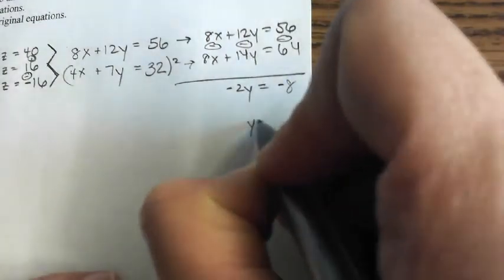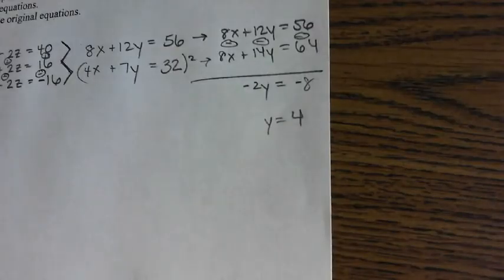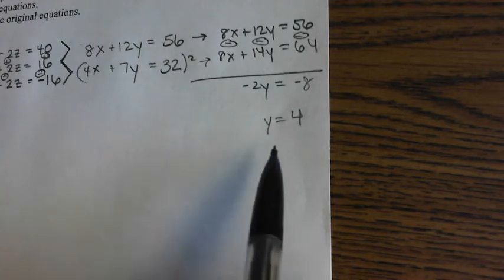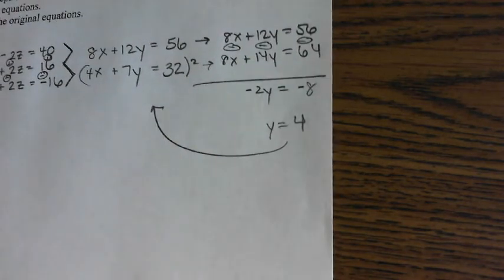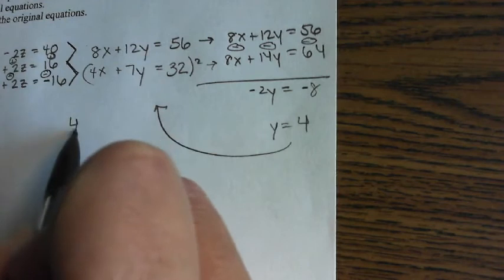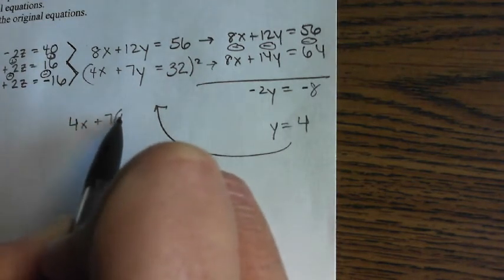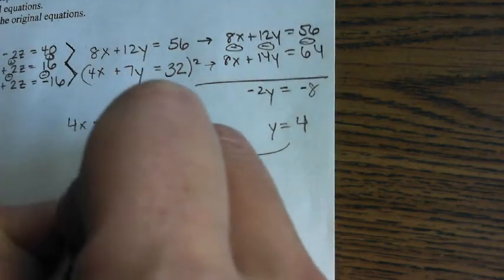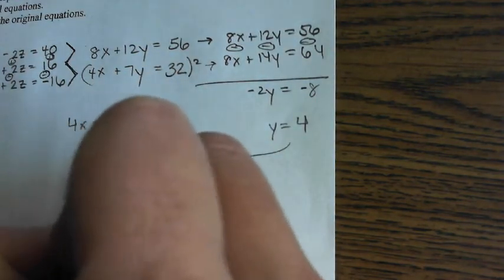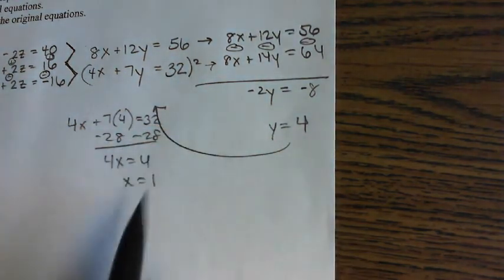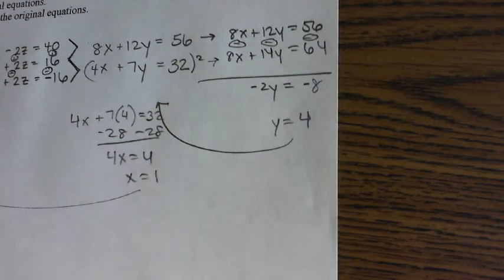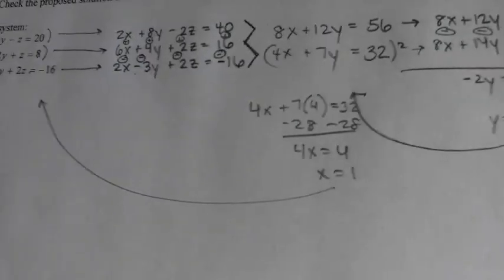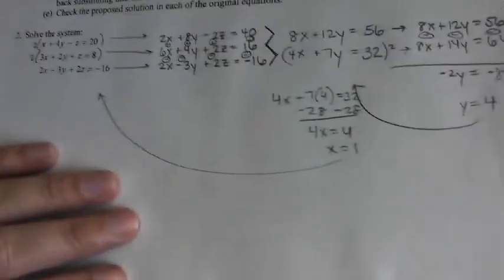So y is 4. And then everything's just a domino effect backwards. So you go back to the previous level, and I'll use the 4x plus 7 times 4 now equals 32. Subtract 28 from both sides. 4x equals 4. X equals 1. And then we go back to an original, where x is 1 and y is 4.